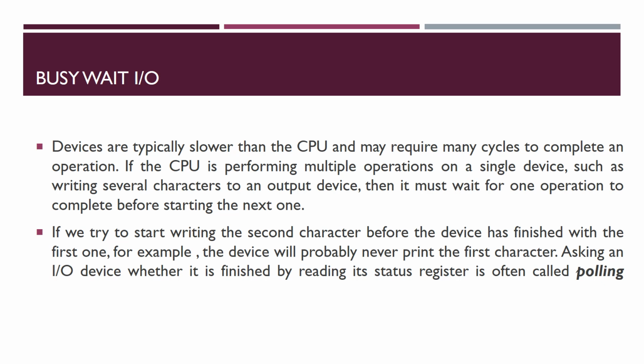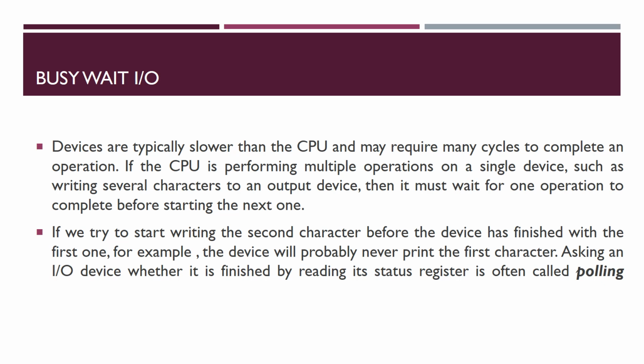Then we are going for busy wait input-output. Typically all the peripheral devices are slower than the CPU. So it requires multiple cycles to complete its operation when compared to the CPU. The CPU is performing multiple operations on a single device, such as writing several characters on an output device. So then it must wait for one operation to complete before starting the next one. That is called busy wait input-output.